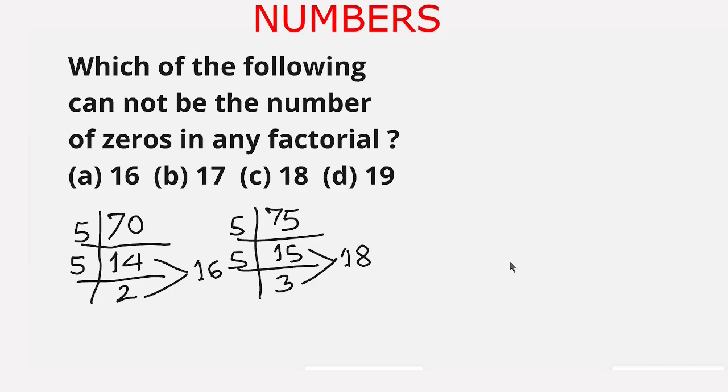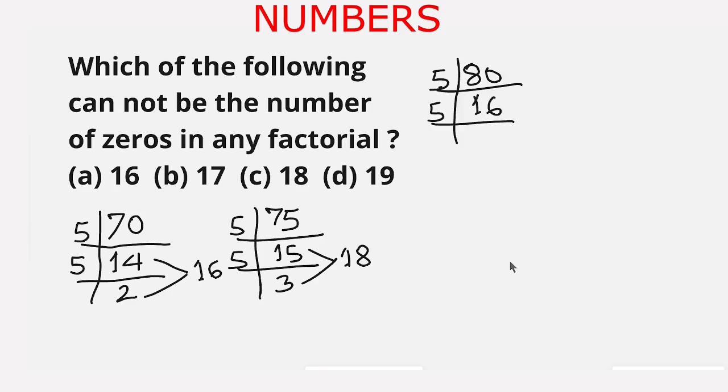So there will be 5 to the power 18, and that will also be the power of 10 in 75 factorial. So there will be 18 zeros at the end of 75 factorial. Now we take 80 factorial. 5 divides 80 for 16 times.